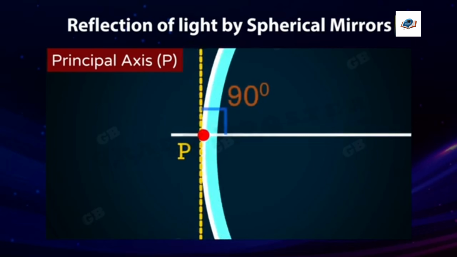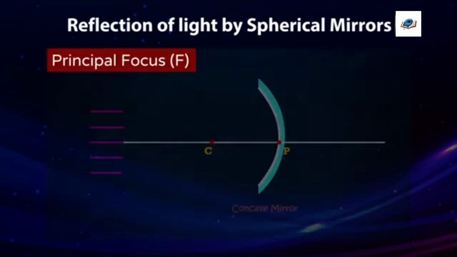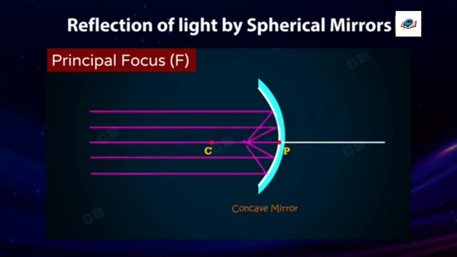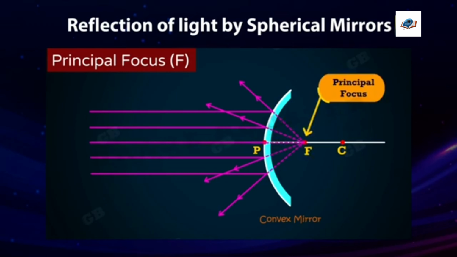90 degrees. Principal focus. If a number of light rays parallel to the principal axis are falling on a concave mirror, they all meet or intersect at a point on the principal axis of the mirror. This point is called the principal focus of the concave mirror. In the case of a convex mirror, the reflected rays appear to come from a point on the principal axis. This point is called the principal focus of the convex mirror. The principal focus is represented by the letter F.